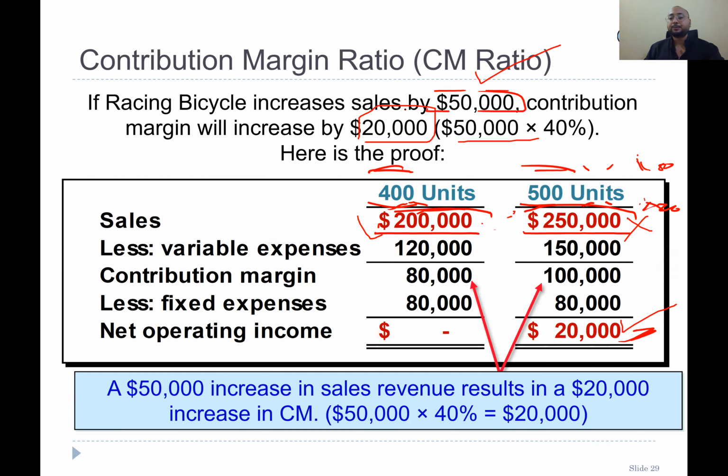Which is 20,000, right? So you can also believe here as well. A 50,000 increase in sales revenue results in a 20,000 increase in CM, which means increase in sales multiplied by CM ratio. The answer would be net operating income. So we can get to the net operating income by using this formula. Just find out how much above break-even sales we are selling, and multiply by the CM ratio. That's it. Right? Any question?